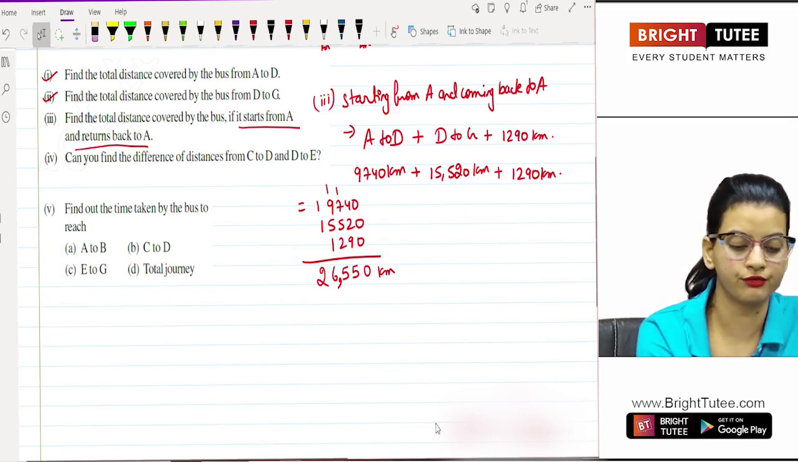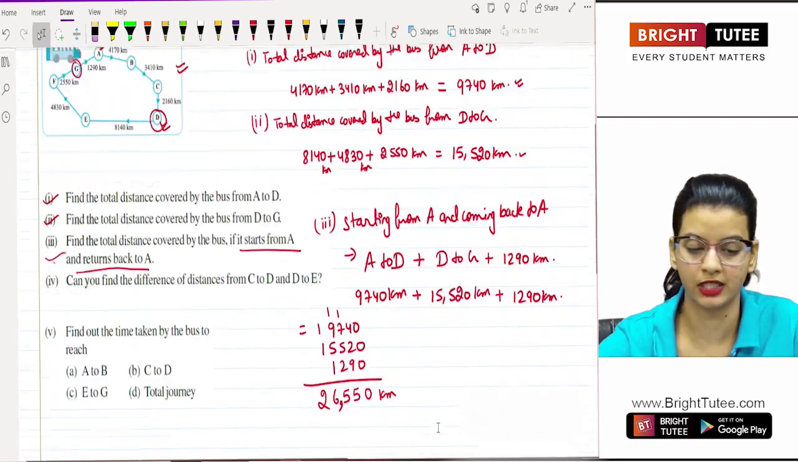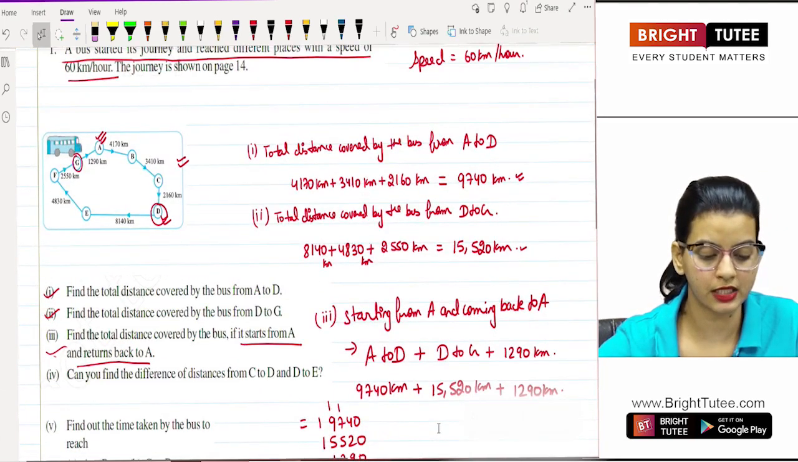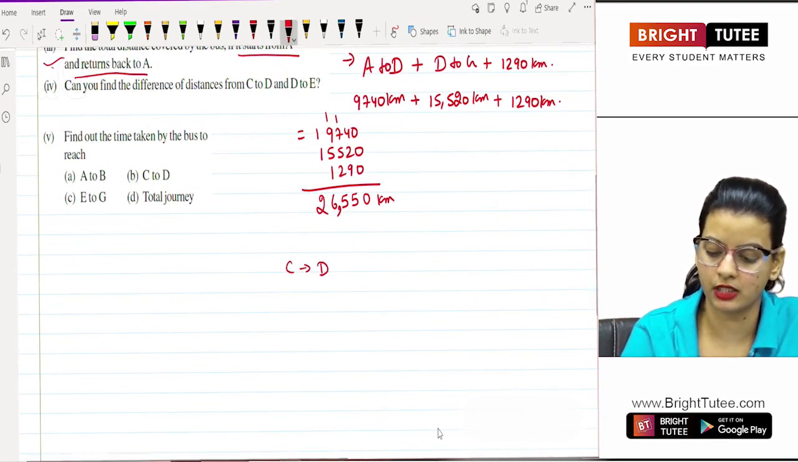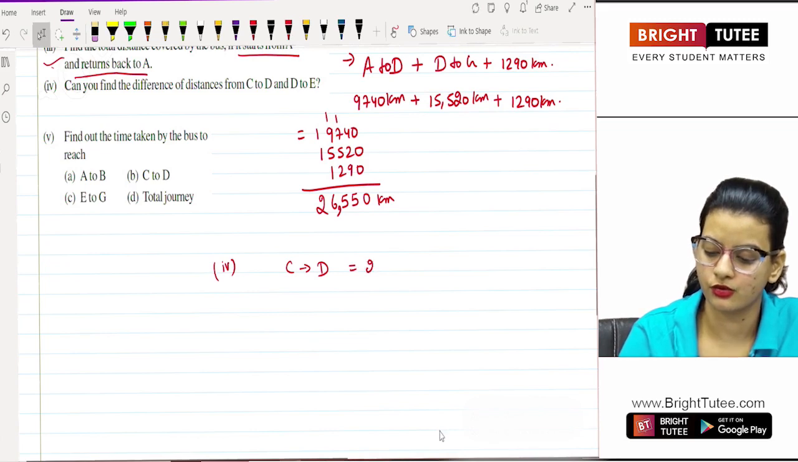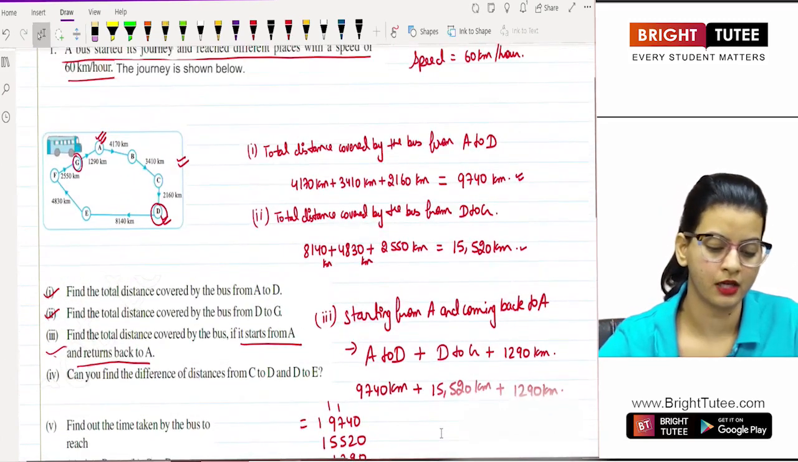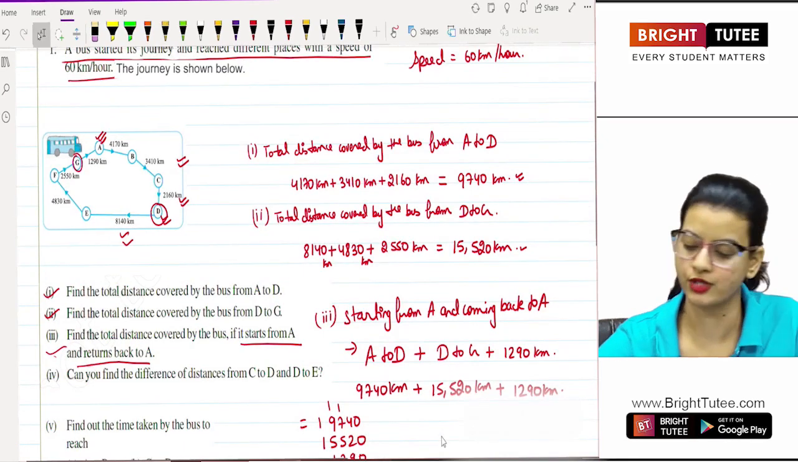Now can you find the difference of distances from C to D and D to E? C to D is 2160 kilometer. This is the fourth question. So C to D is 2160 kilometer. You can see here on screen, C to D is 2160 kilometer and D to E is 8140 kilometer.